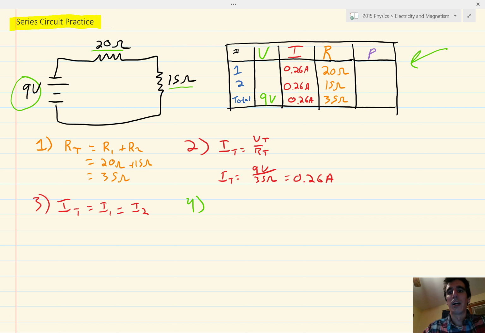Step 4. Now we know the current through each resistor and the resistance of each resistor. So let's find the voltage across resistor 1 and 2. We'll go back to Ohm's law. I1 in this case is equal to V1 over R1. Solving for V, we multiply both sides by R. V1 is equal to I1 R1. I1 is 0.26 amps, and the resistance of resistor 1 is 20 ohms. Plug and chug, we get V1 is equal to 5.2 volts.